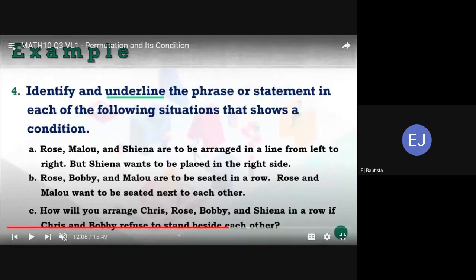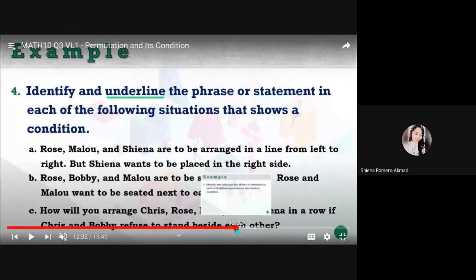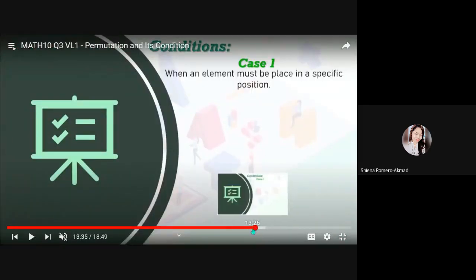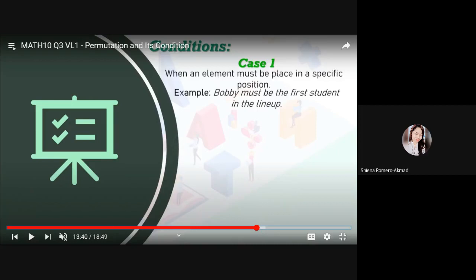Chris and Bobby refused to stand beside each other. Okay, correct. So, yun lang. And let's proceed to the different cases. So, when we say condition, we have three cases. Yung una, when an element or an object must be placed in a specific position. Like, for example, Bobby must be the first student in the lineup. Or katulad nung kanina, sa number 4, Sheena wants to be seated on the right side, right? So, yun yung case number 1.